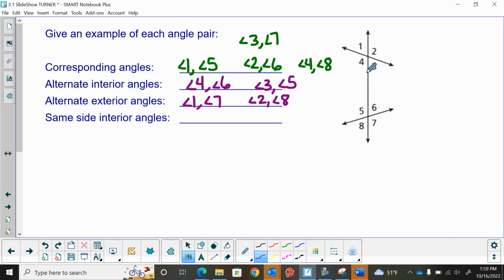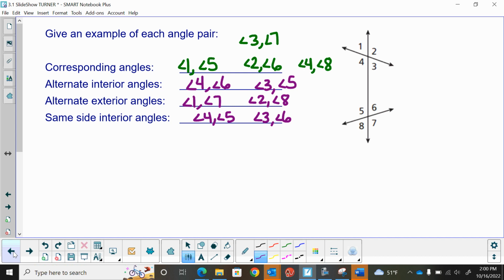And then same side interior, so we're back to the inside, 3, 4, 5, 6. Same side, so 4 and 5 are both on the left of the transversal. 3 and 6 are both on the right of the transversal. Okay.